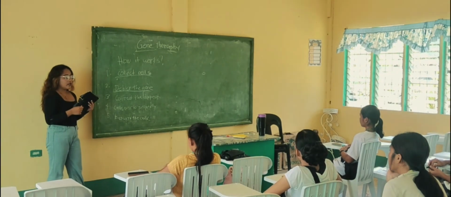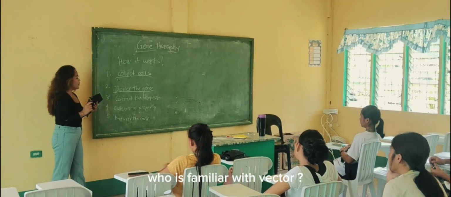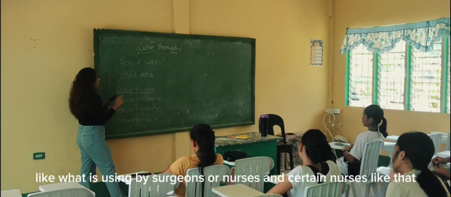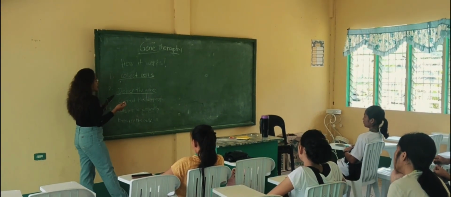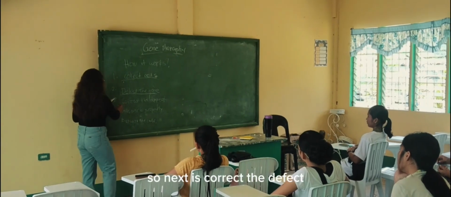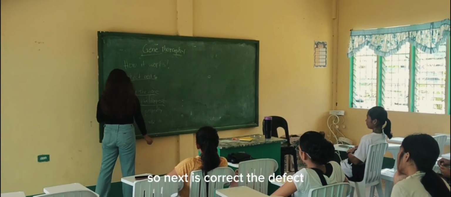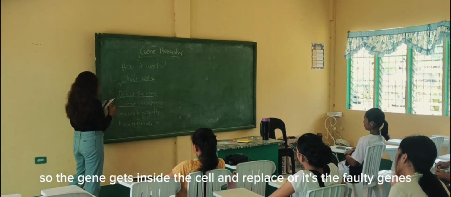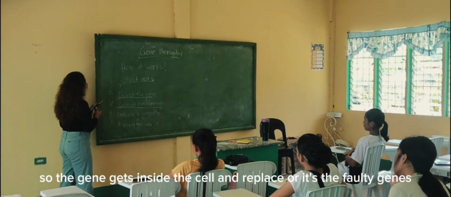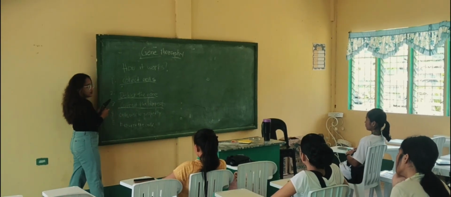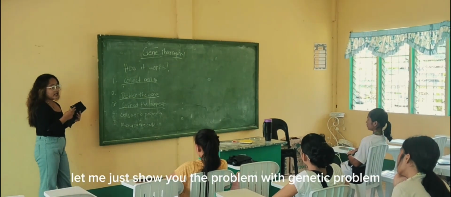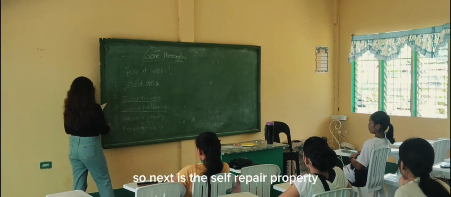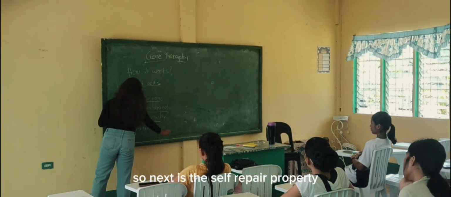Do you know what a vector is? Who is familiar with vector? Vector is a machine used by surgeons or nurses. Next is to correct the defect. The gene gets inside the cell and replaces or edits the faulty genes. So what do you mean by faulty genes? That is usually the genetic problem, the faulty genes.